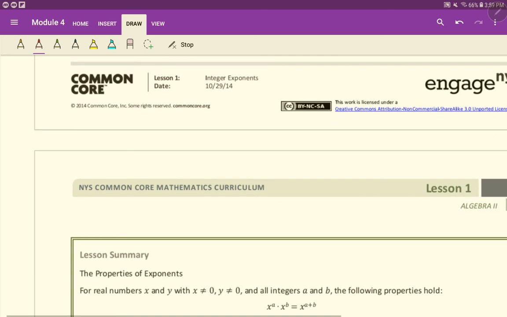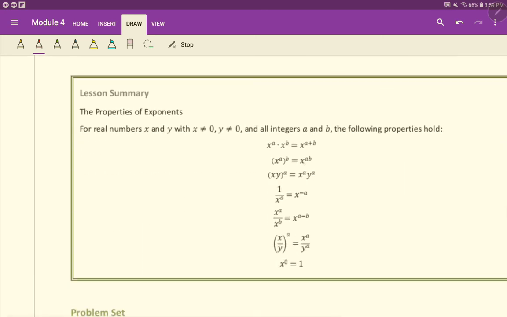Okay, and that takes us to the end. So in the lesson summary here, we have all these exponent properties, something good to review in preparation for future lessons. So thanks guys, we'll see you next lesson.